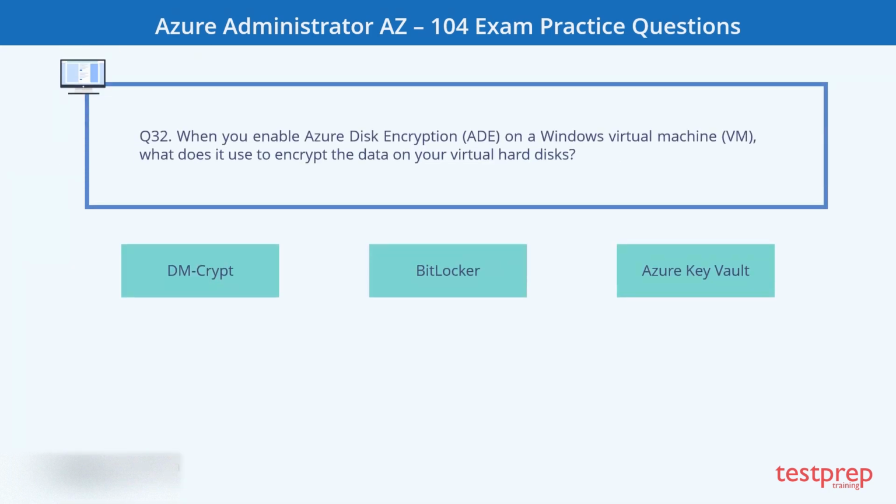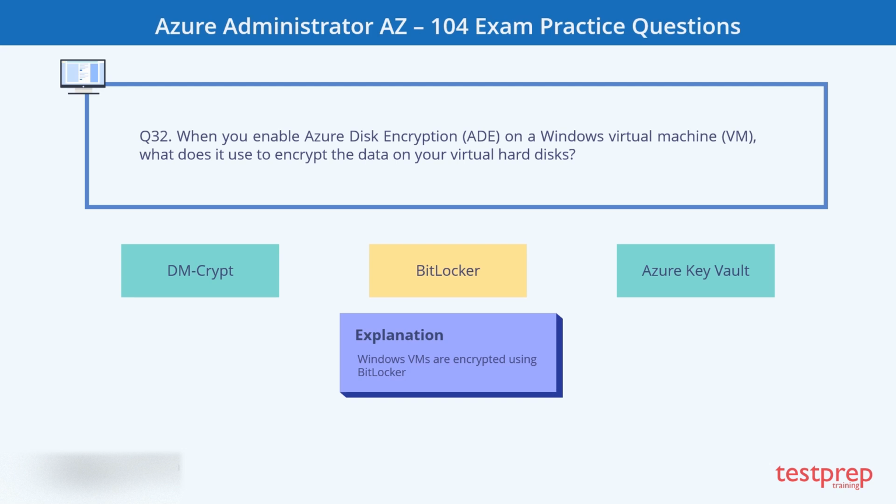Question 32. When you enable Azure Disk Encryption on a Windows virtual machine (VM), what does it use to encrypt the data on your virtual hard disks? 1. dm-crypt. 2. BitLocker. 3. Azure Key Vault. The correct answer is 2. BitLocker. Windows VMs are encrypted using BitLocker.